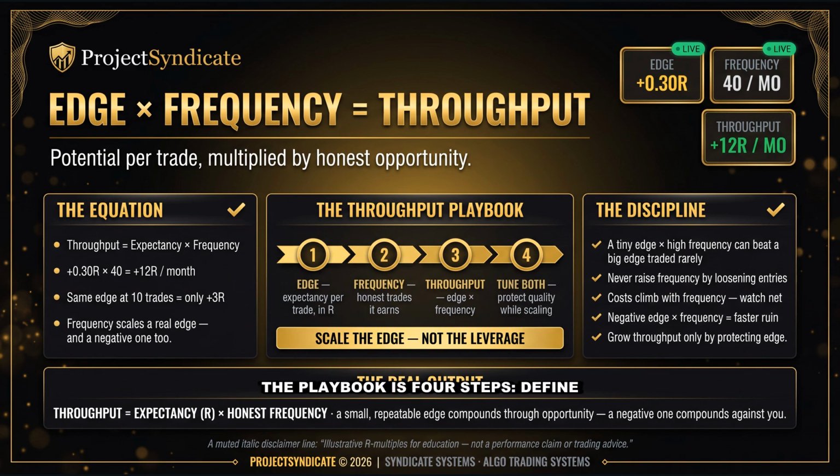So, the playbook is 4 steps. Define your edge in R. Count the honest trades it earns. Multiply for throughput, then tune both. And here's the discipline that separates operators from gamblers. Never buy frequency by loosening your entries. A tiny edge traded often can beat a big edge traded rarely, but only while the edge stays intact. Scale the edge, not the leverage.